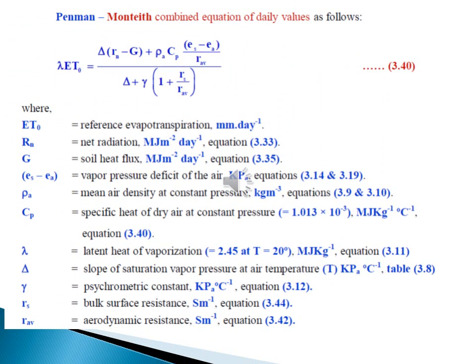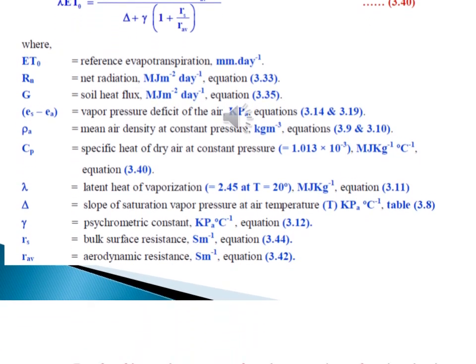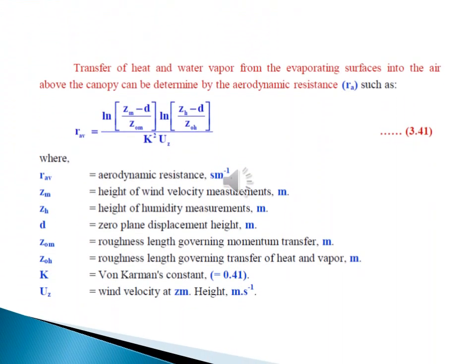Penman-Monteith combined equation of daily values as shown in the enclosed equation. Follow its parameters by yourself. Transfer of heat and water vapor from the evaporating surfaces into the air above the canopy can be determined by the aerodynamic resistance equation as shown in front of you.